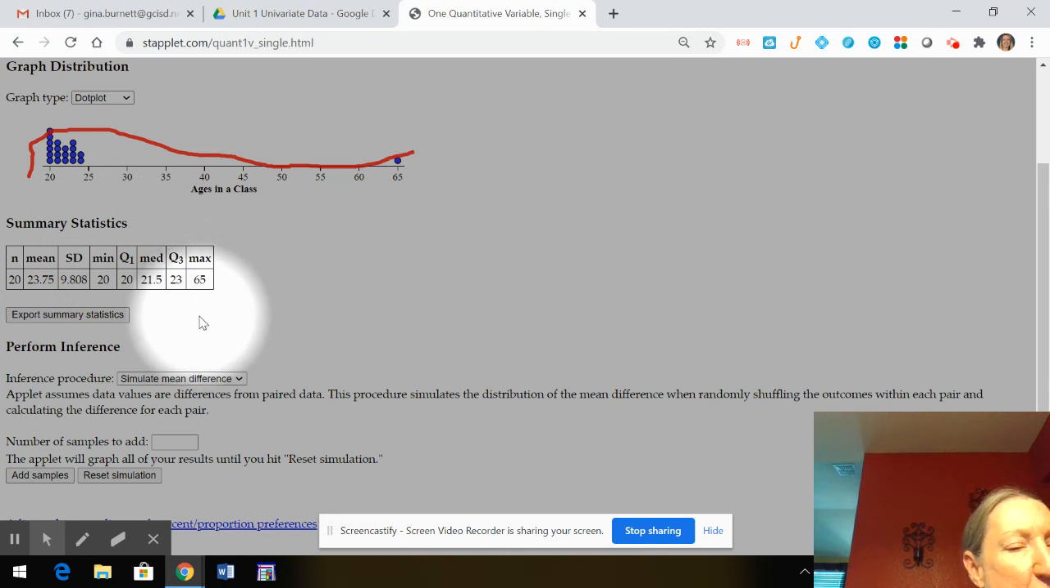If you have a question that asks you for the variance, the variance is the standard deviation squared. So you can take this number right here and put it in your calculator and square it, and that will give you the variance.